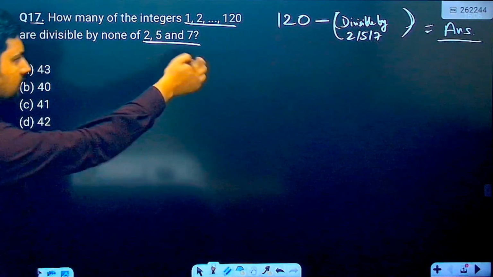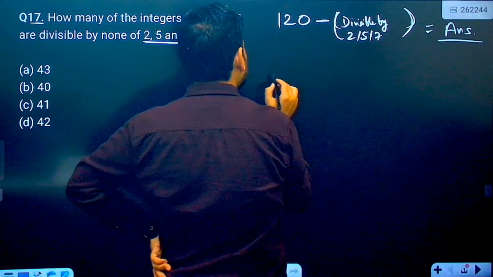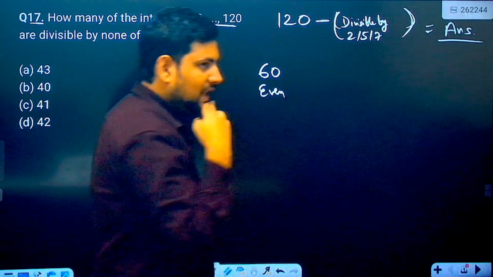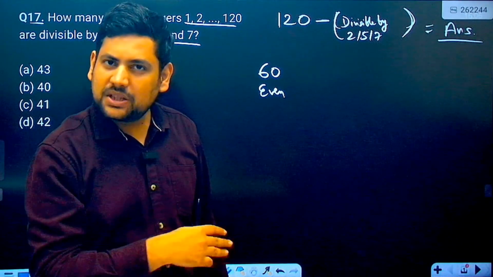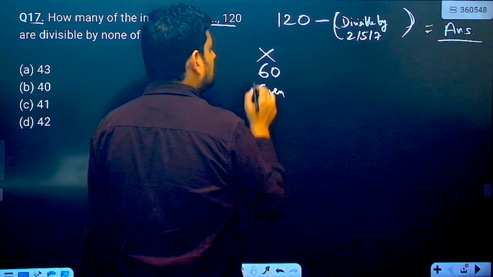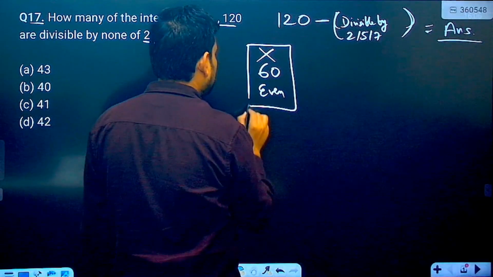Now, there are in total 120 numbers. Out of them, 60 are even. Correct? Now, 60 even numbers will be divisible by 2. So, I must remove these 60 numbers. Okay, then this is because of 2.